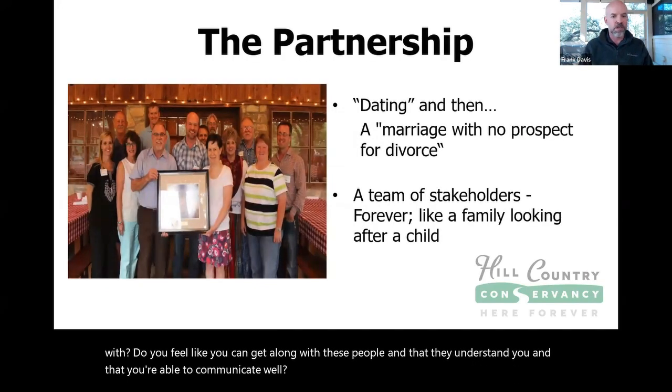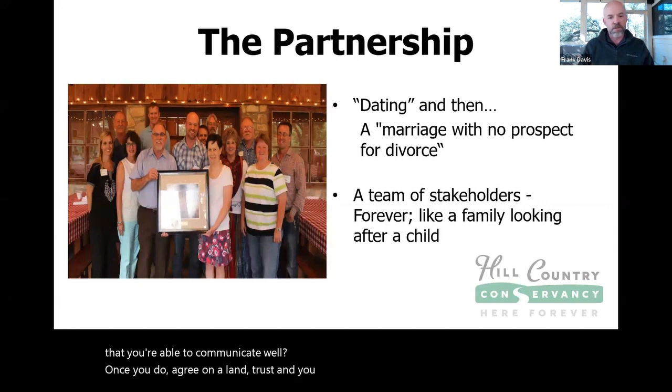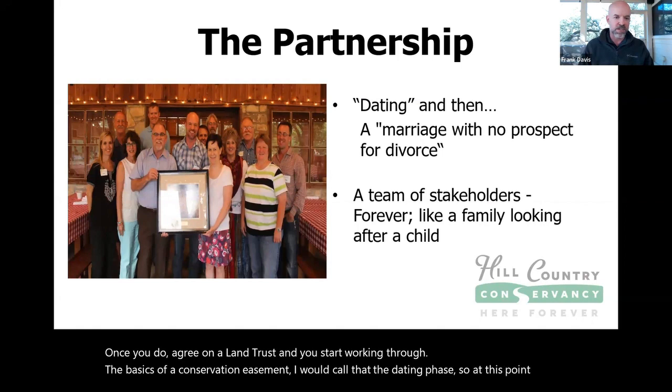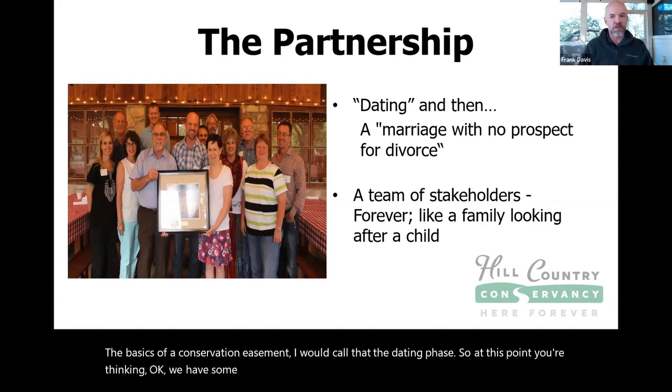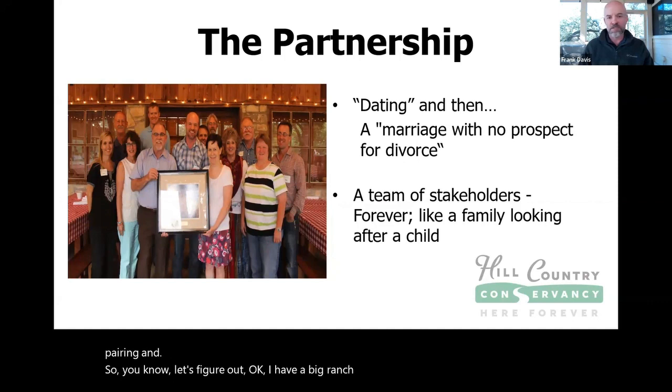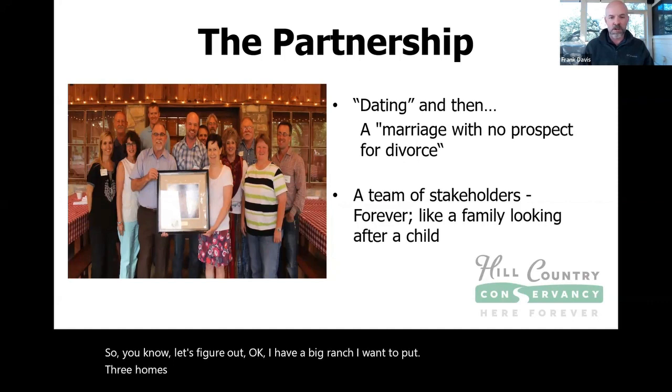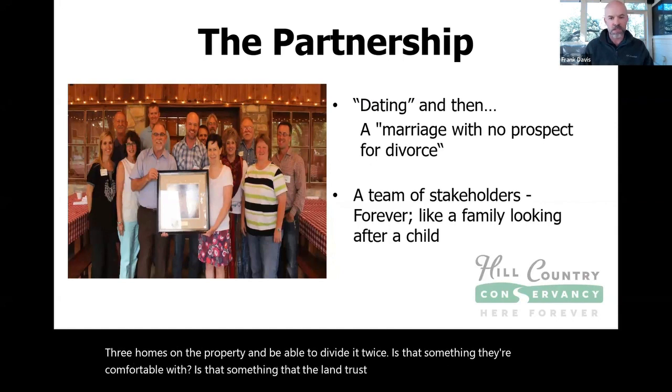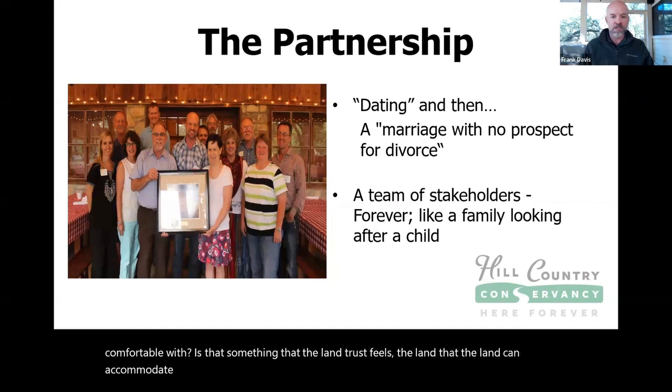Once you do agree on a land trust and you start working through the basics of a conservation easement, I would call that the dating phase. So at this point, you're thinking, okay, we have some basic agreement on what we want to do here. We like each other. There's some work that needs to be done for us to figure out whether this is a really good pairing. So let's figure out, okay, I have a big ranch. I want to put 3 homes on the property and be able to divide it twice. Is that something they're comfortable with? Is that something that the land trust feels the land can accommodate? Or do we need to talk through that?